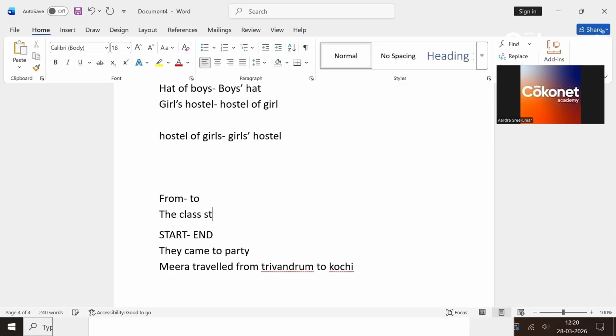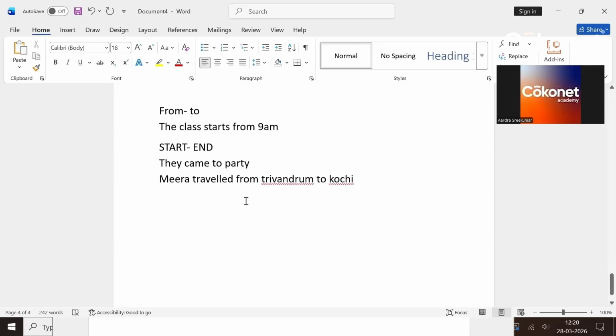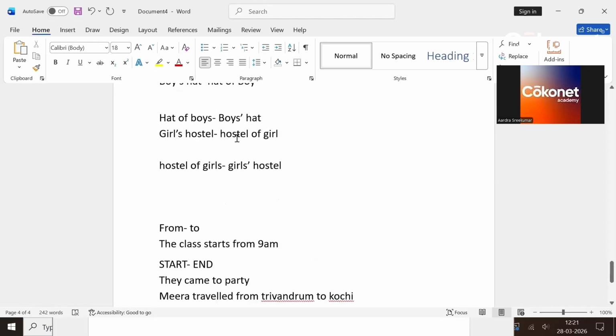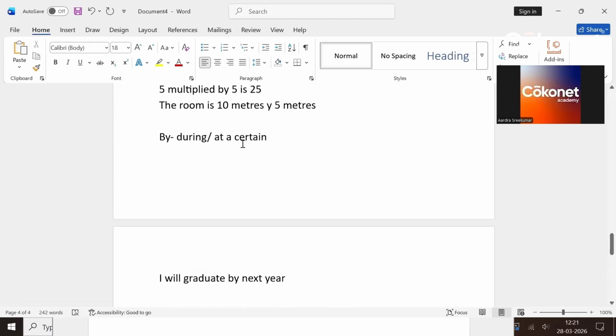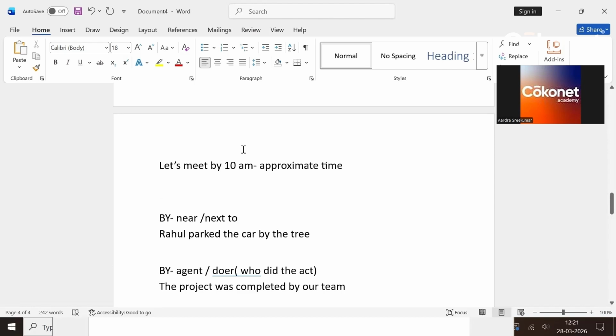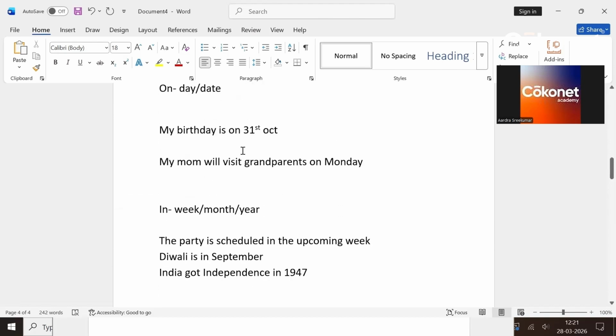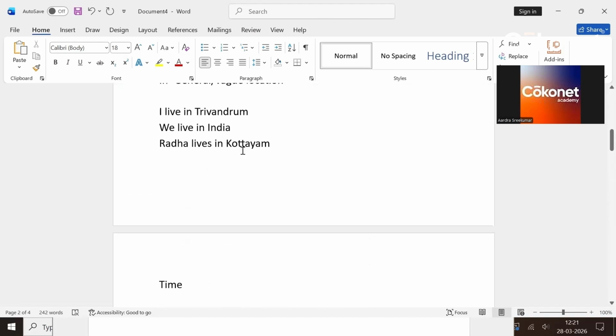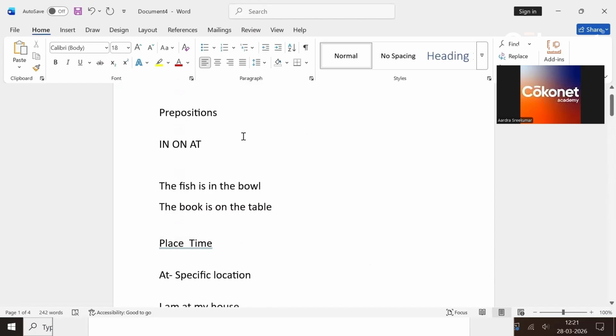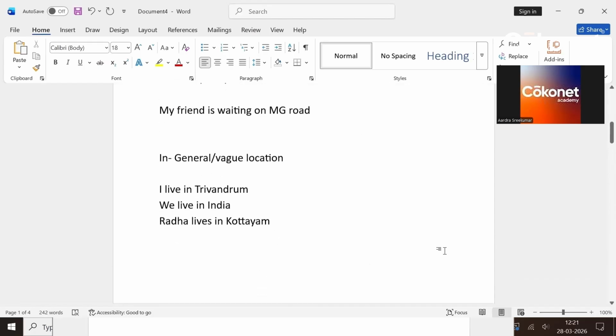Or the class starts from 9 a.m. and it stretches till a particular time. So to indicate the start of something, you can also say from. The class starts from 9 a.m. So these are the common prepositions used, especially in workplace and common daily life scenarios. There are multiple more. You could go through a few and have an understanding for yourself.